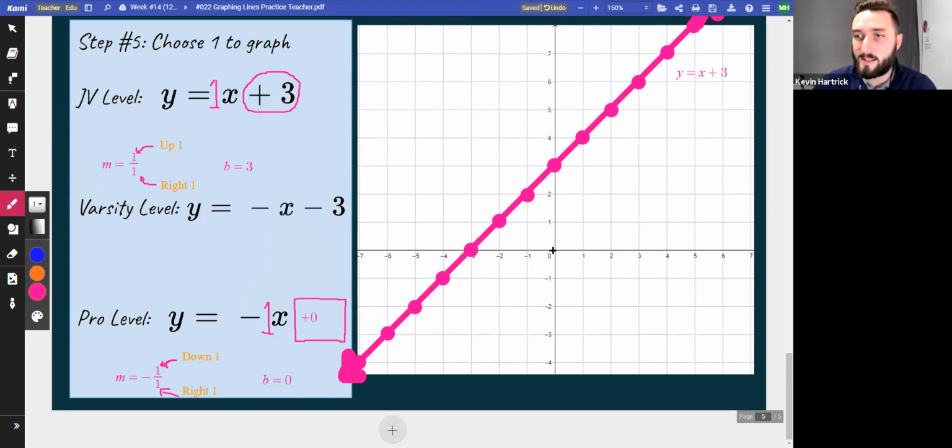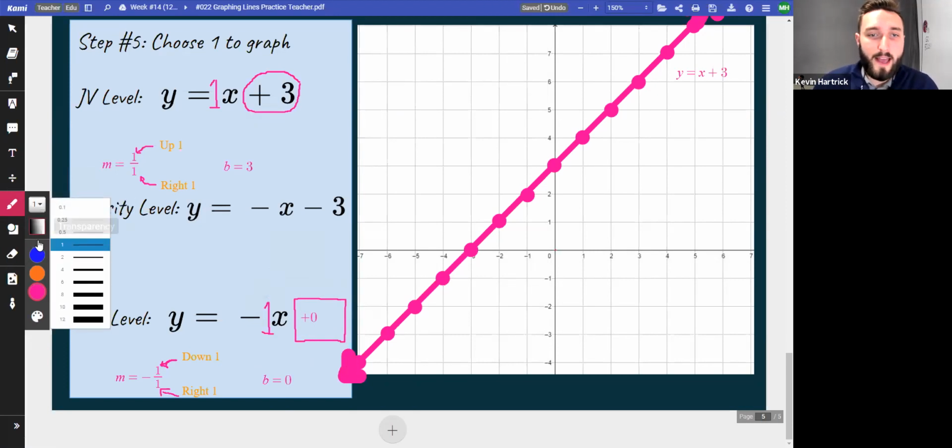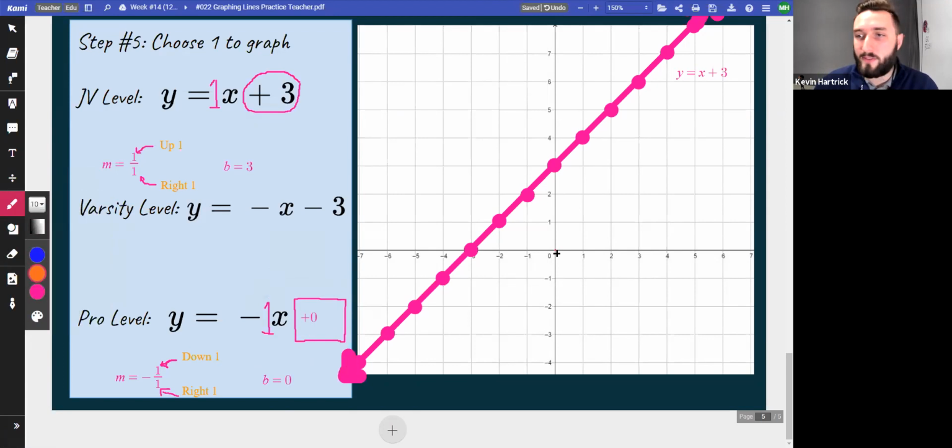So anything that has an invisible y-intercept, okay? If it has an invisible y-intercept, that means that it is at the origin, okay? So now that I know it's at the origin, I'm going to follow my directions. It says down 1, right 1, make a point, down 1, right 1, make a point, and so on. I don't even need guidelines for that one, and I don't even need to think about it.